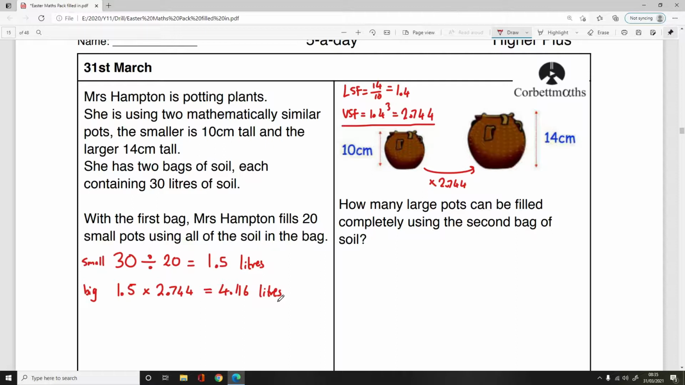Okay, how many large pots can be filled completely using the second bag? Well, the second bag also contains 30, so all we have to do is 30 divided by our 4.116, and that would tell us 7.29... pots could be filled, but it says how many large pots can be filled completely, so just 7. Okay, so that actually wasn't too bad. Still length scale factor, still volume scale factor, and then we just need to use the extra information to work out the volume of the first pot rather than being told it.